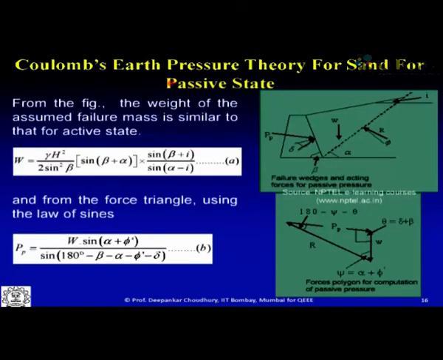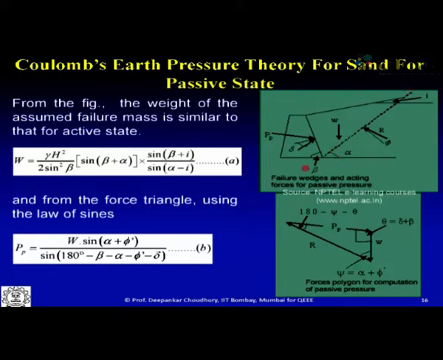Now if we want to apply the same Coulomb's wedge theory for the passive case, what are the changes or what are the forces acting? Let us see what Coulomb has assumed. Again, this is a rigid retaining wall and the wall is now moving towards the backfill side. Coulomb again said that the heel of the wall can be considered the starting point of the failure plane, and again a planar failure surface was considered. So this is an assumed failure plane at an angle of alpha.